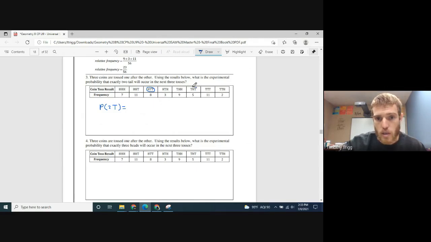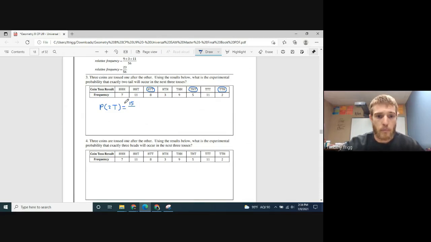This one also has 2 tails, right? Tails, heads, tails. And then this one also has 2 tails. Tails, tails, heads. So how many in total got 2 tails? Well, these 8 did. These 5 also got 2 tails. And then these 2 got 2 tails as well. So that's 8 plus 5 plus 2. That's 15 times that happened, right? There were 15 outcomes where they got exactly 2 tails.